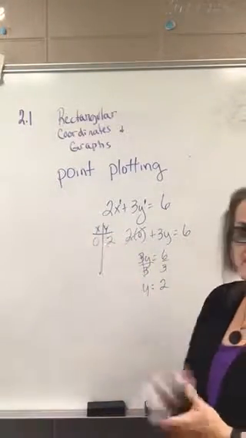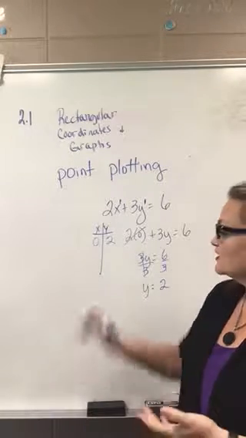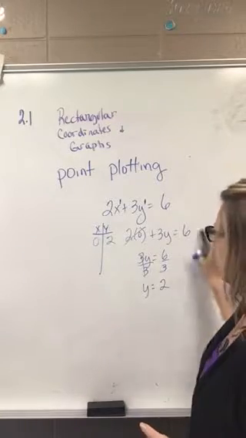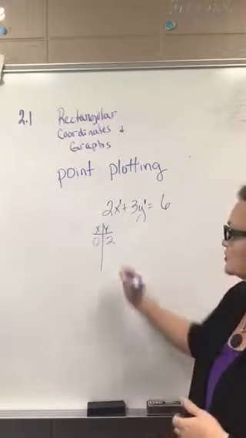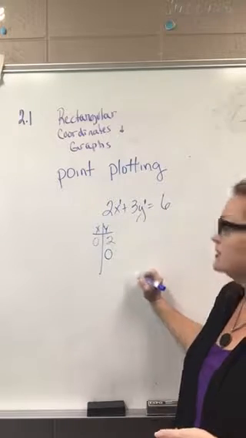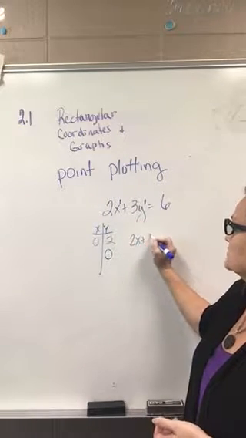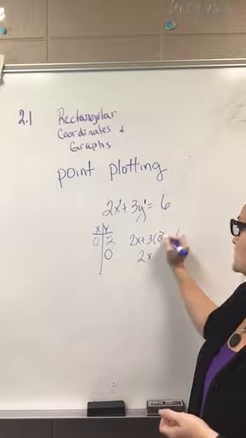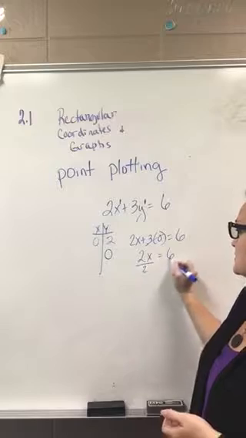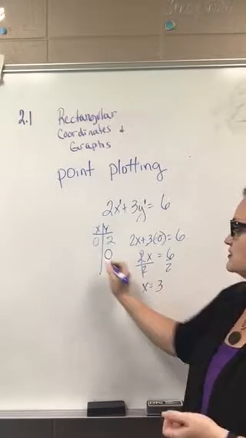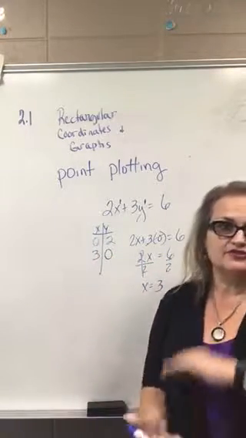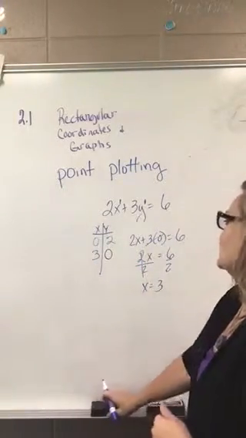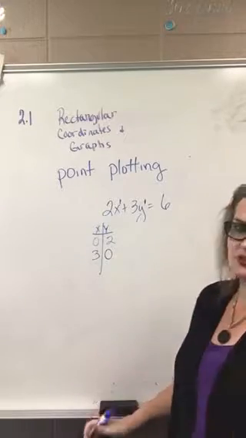So there's 1 point I can plot as a solution. Now I could just continue to plug in 1, 2, 3, whatever you feel like. But I'm going to try to find my 2 intercepts first. So I'm going to plug in 0 for y. So over on this side, 2x plus 3 times 0 equals 6. That will give me 2x, that cancels, equals 6. X is 3. So that is my x-intercept. And now if I'm feeling real confident, I could just take those 2 points and graph those. But we always recommend in math that you do at least 1 more point.